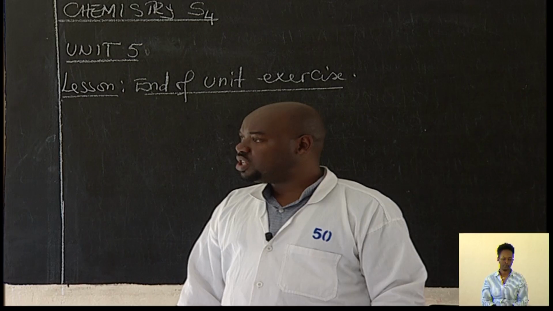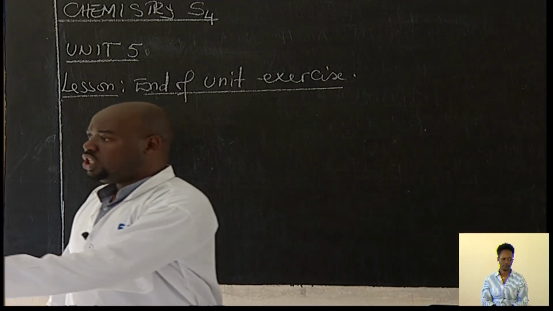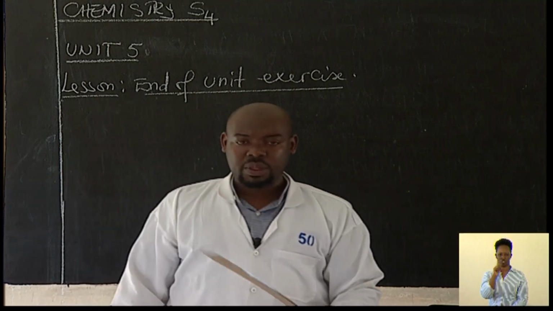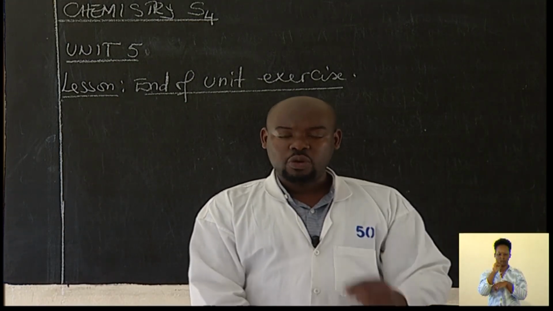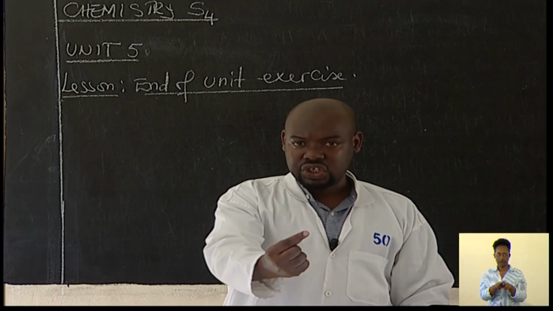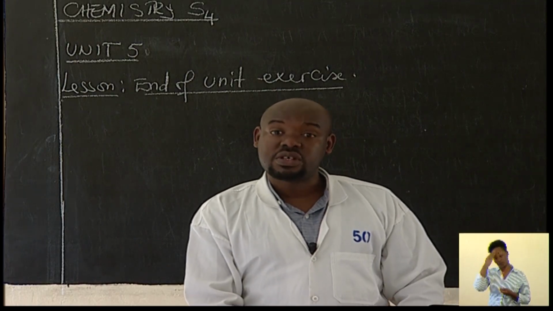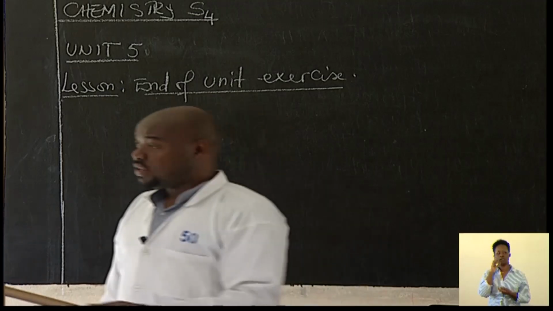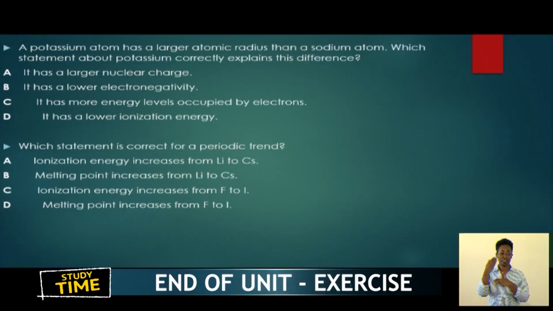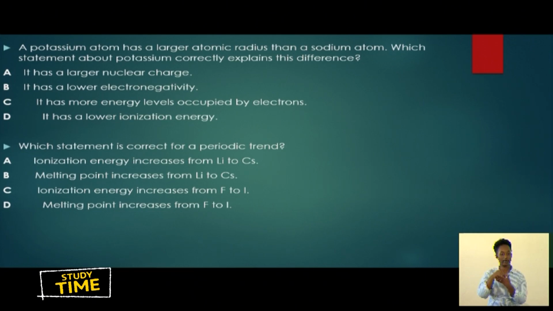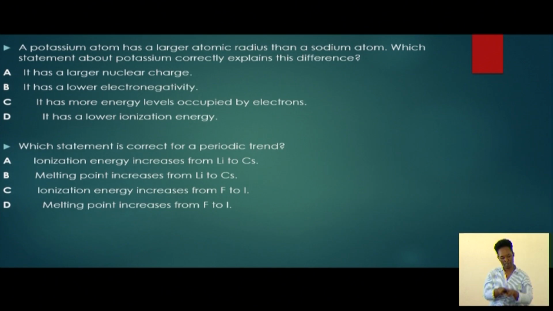For a periodic trend, which statement is correct? Ionization energy increases from lithium to cesium. What happens in a given group as we move down the group? Does ionization energy increase or it decreases? We know that it decreases. So as it decreases, then this statement is not correct for a periodic trend, because it is actually the opposite of what happens. B, melting point increases from lithium to cesium. That is not right. We know that it decreases down the group, so the statement is not correct.